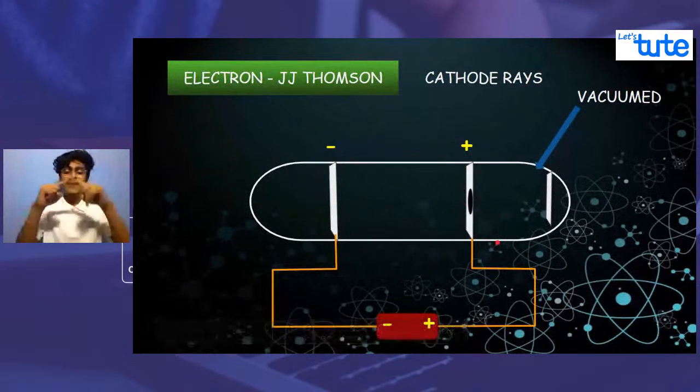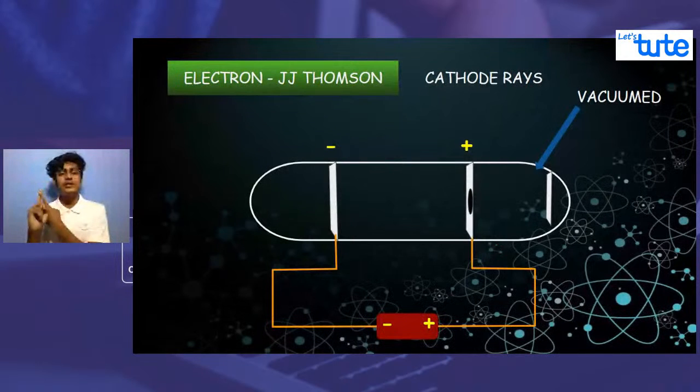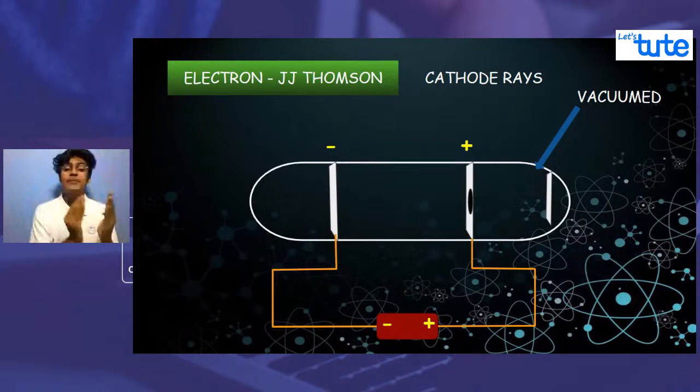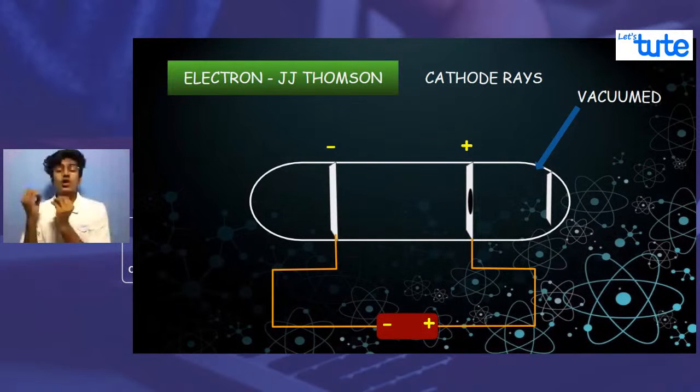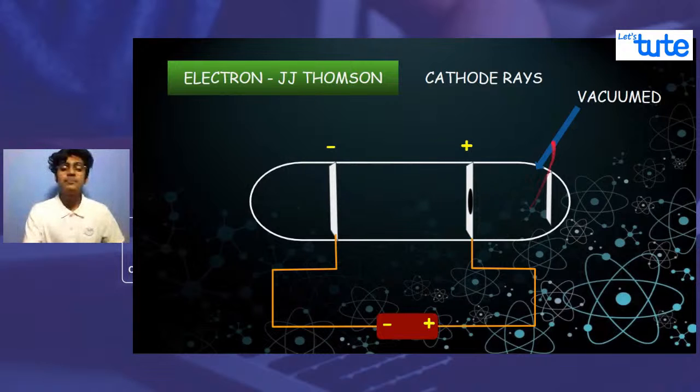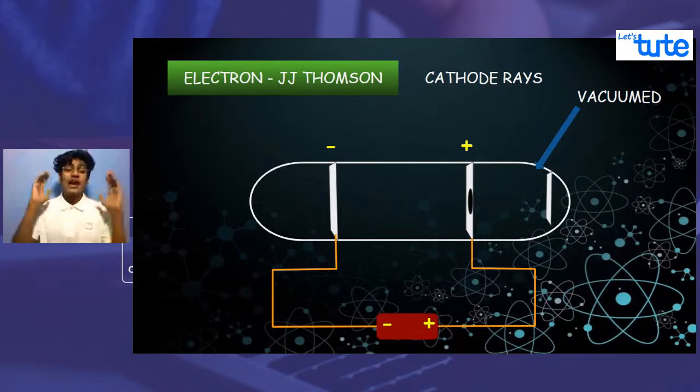Now what are terminals in a battery? We have two terminals, one positive and one negative. The metal sheet connected to the negative terminal is called the cathode, and the sheet connected to the positive terminal is called the anode. The anode had a hole in it. All the particles, all the electrons from the cathode, passed through the hole and struck the screen. Every time the particles struck the screen, it used to glow. This is how we got to know that some kind of rays are passing and striking the screen. So this was the whole experiment.